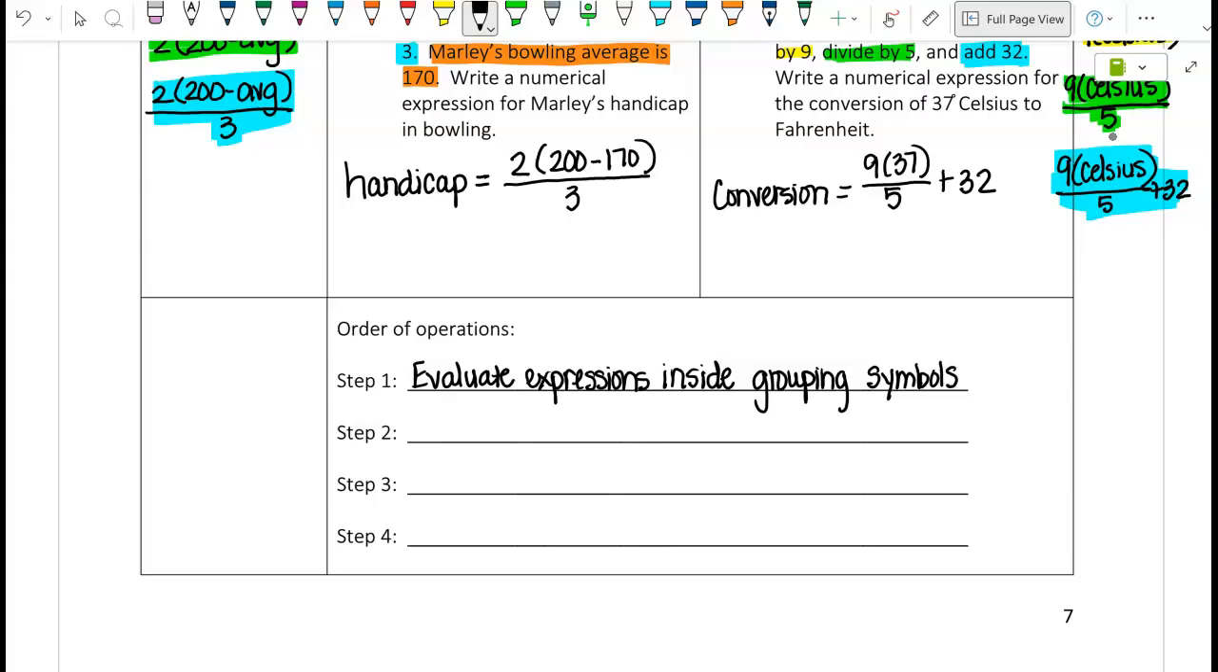Now, our PEMDAS started with just P. We said parentheses, but that is not the only type of grouping symbol. Now, is it the most common type of grouping symbol we see in math? Absolutely. But when we're talking grouping symbols, it is not just parentheses. So parentheses are a grouping symbol.